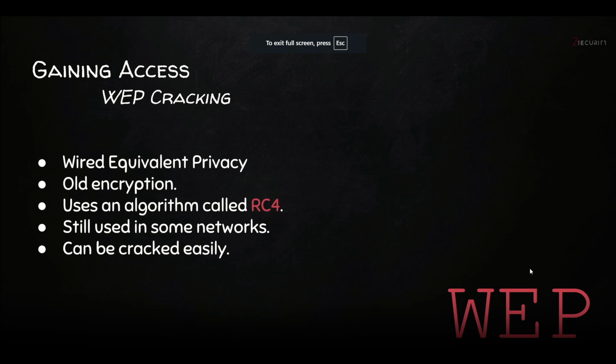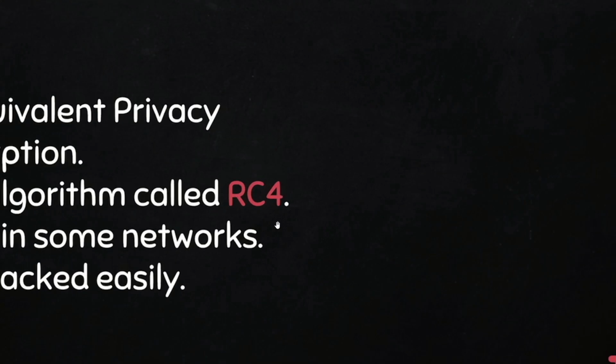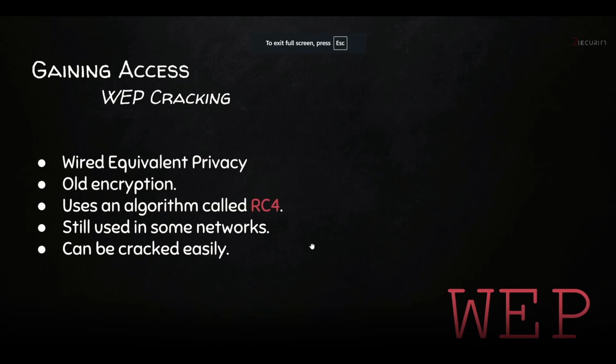So what is WEP and how can we crack it? So, gaining access: WEP cracking. WEP full form is Wired Equivalent Privacy. It is an old encryption and uses an algorithm called RC4. What is that? We'll be looking at it in the future, but it's still used in some networks, so that's why we're covering it, and it can be cracked easily.